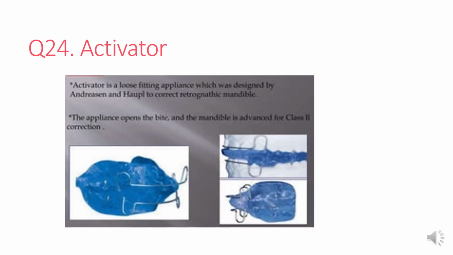Number 24 is the activator. Activator is a loose-fitting appliance which was designed by Andresen and Häupl to correct retrognathic mandible. The appliance opens the bite and the mandible is advanced for class 2 correction.